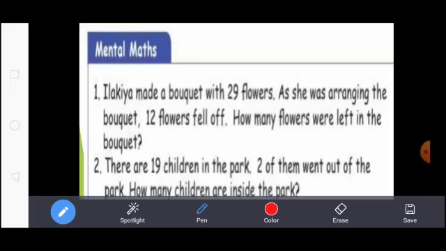First one, Ilakya made a bouquet with 29 flowers. As she was arranging the bouquet, 12 flowers fell off. How many flowers were left in the bouquet? Another time I read this. Ilakya made a bouquet with 29 flowers. As she was arranging the bouquet, 12 flowers fell off. How many flowers were left in the bouquet?